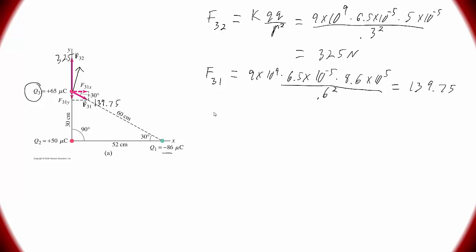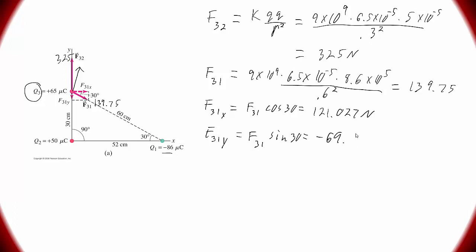So if I want the x component of this force here, then I've just got that total force times cosine of 30. So 139.75 times cosine 30, which is 121.027 newtons. And the y component is going to be the same thing with sine 30, which gives you, I'm going to go ahead and call it negative at this point to remind myself that it's pointing downward, this component.